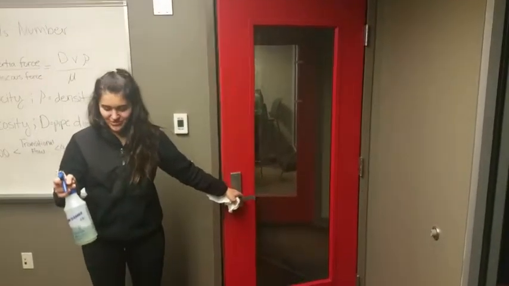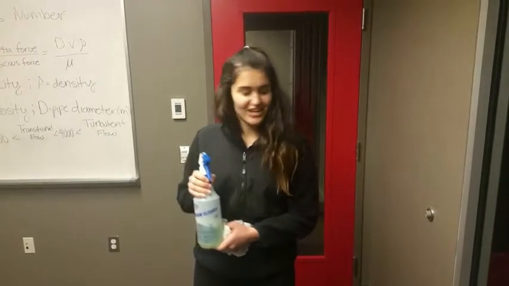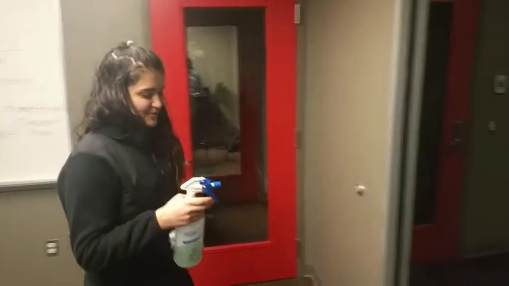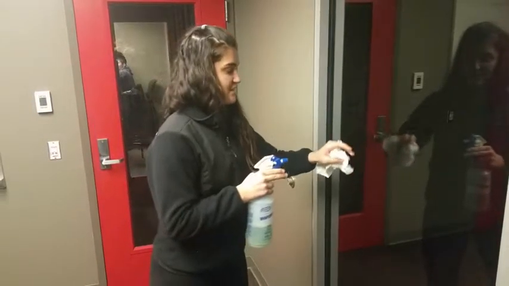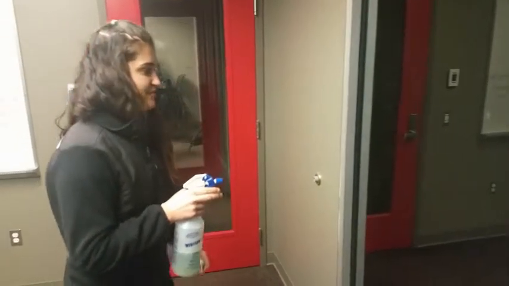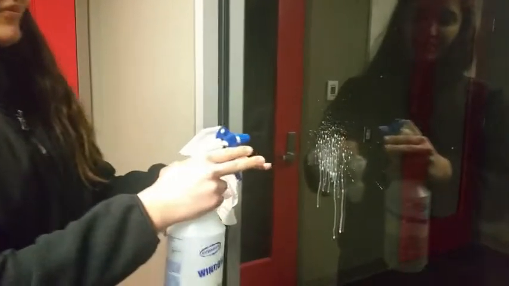Hi, I will be showing the application of Reynolds number using this spray bottle that I stole from the janitor's car. When I first pull the trigger, it will be laminar flow up until it hits the window, and then it will be turbulent. So when I first spray, it hits the window and then the fluid spreads out in all directions, shown here.